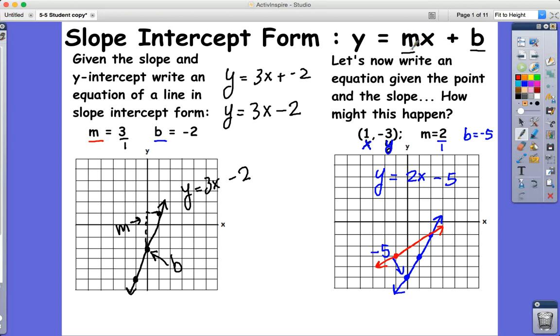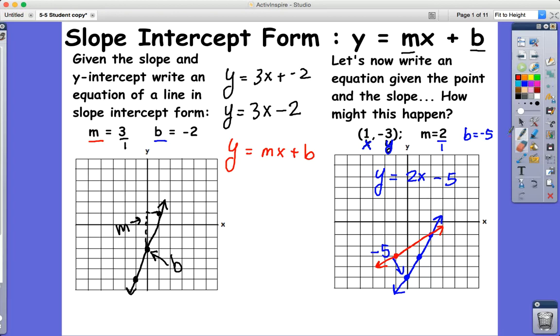So let's ask ourselves, what do we have? y equals mx plus b. We have an x, we have a y, and we have an m. So if we have the equation of the line, y equals mx plus b, and I'm looking for the equation of this line, but I know this point is on this line, well, I know that the slope is 2. So let's plug in now what we have.